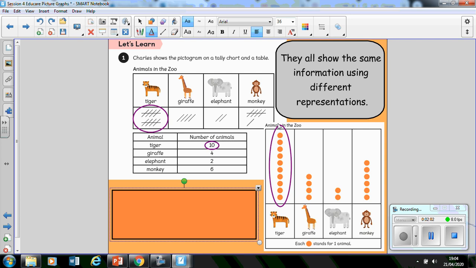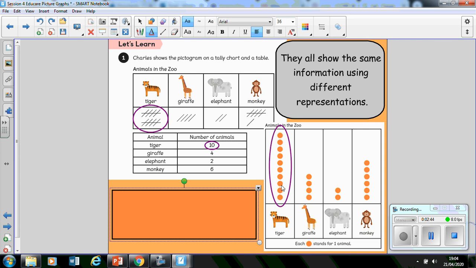Can you see I have circled some clues for you to help you understand? I have also written it here on the board. You are right. They all show the same information or data using different ways of representation. For example, we already know that in a pictogram we use pictures or symbols, which form our key. Remember that key sentence? So we use a symbol to represent our data or information.